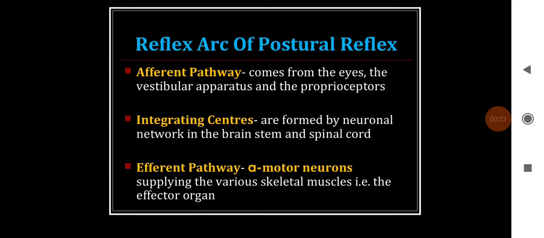For any reflex, a reflex arc is mandatory. It consists of an afferent pathway, an integrating center, and an efferent pathway. Afferents usually come from the eyes, vestibular apparatus, and proprioceptors, while integrating centers are formed by neuronal networks in the brainstem and in the spinal cord. The efferent pathway is made up of alpha motor neurons supplying the various skeletal muscles, which are the effector organ.